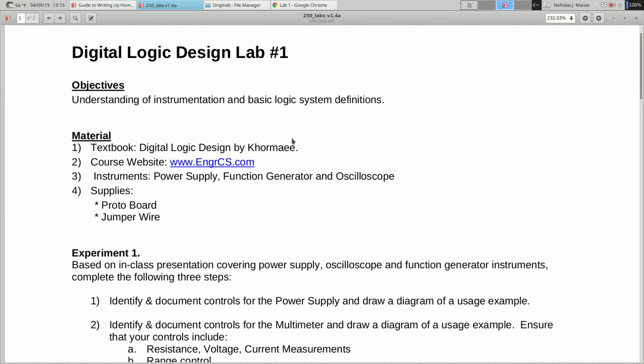All right, so Lab 1 is a little bit of review. It's mostly getting familiar with some of the equipment that you'll be using this course. Some of this, like the power supply and the multimeter, should be familiar from 120. There's other equipment, the oscilloscope and the function generator, that may be new to you. So you're going to play around with these.